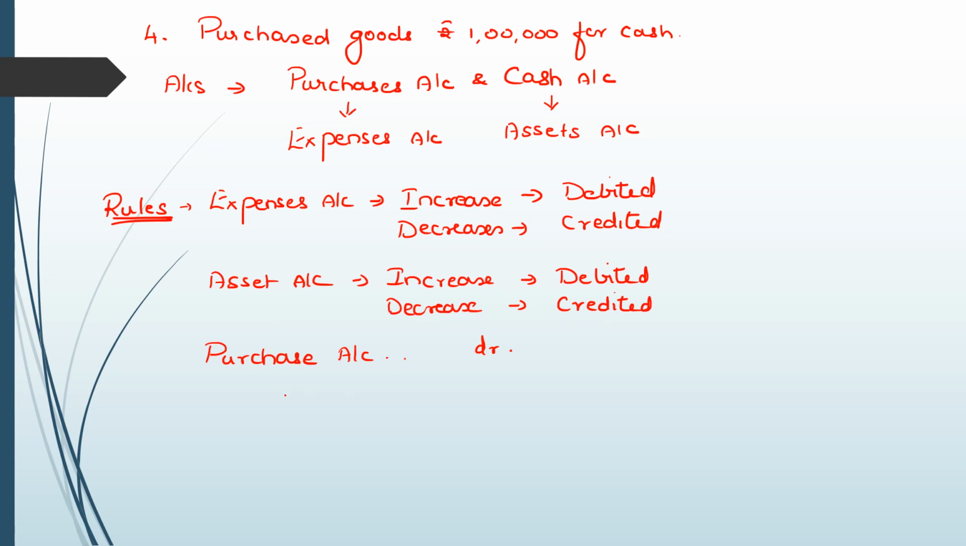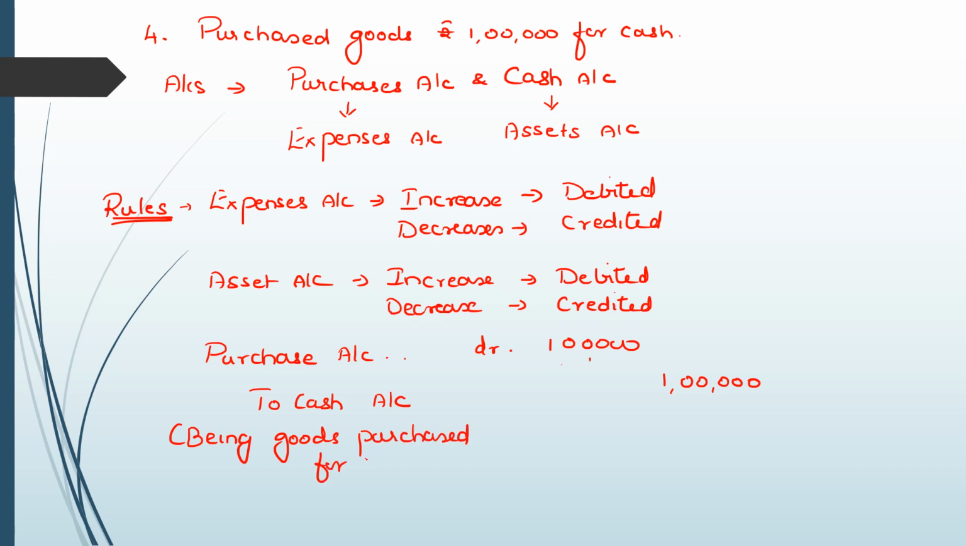In the previous example, you saw that the cash as an asset was increasing, so you were debiting it. But here money is going out. You're going to pay for the goods you have purchased. So it is going to be credited here. So it will be to cash account. So 1 lakh rupees is debited to purchase account and credited to cash account. Being goods purchased for cash. Clear? Finally, one more we will do.